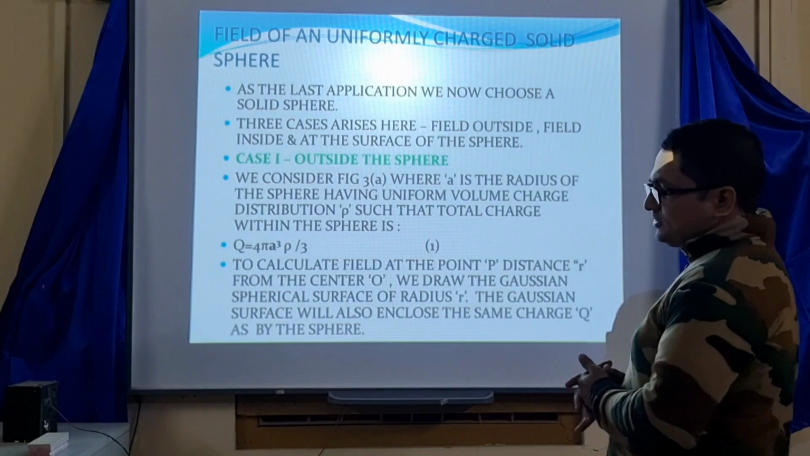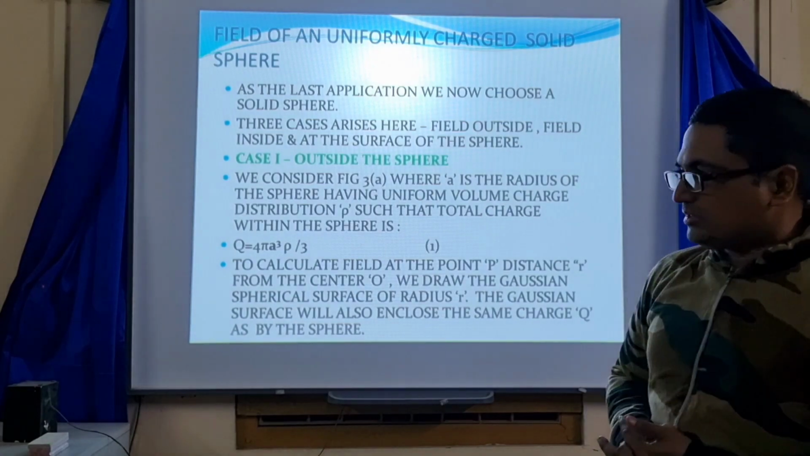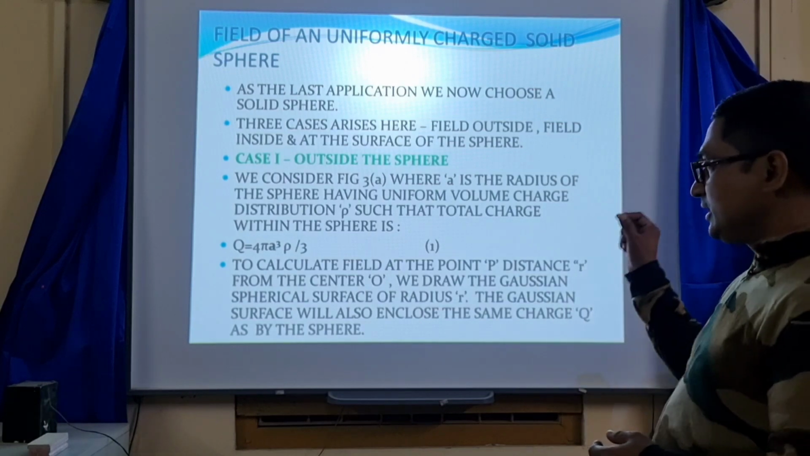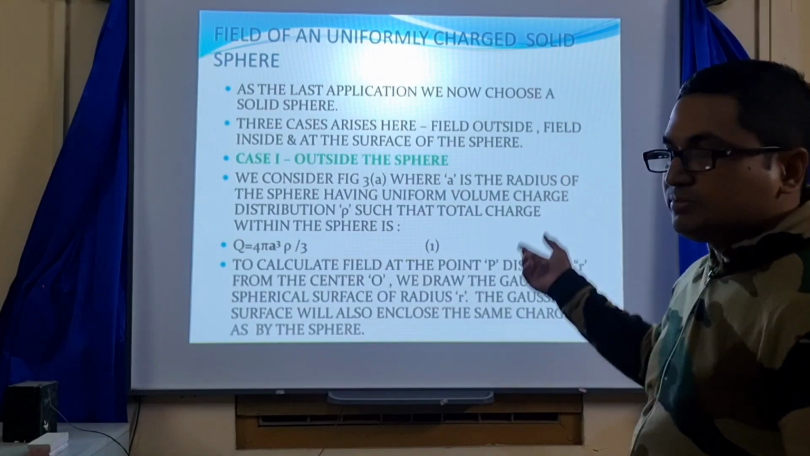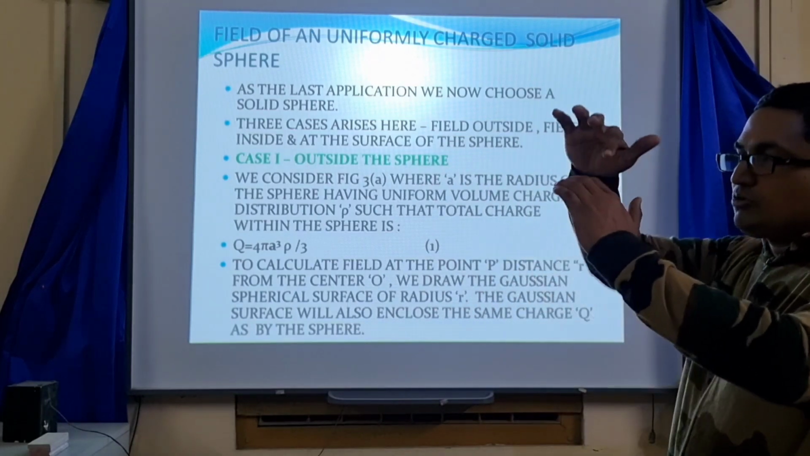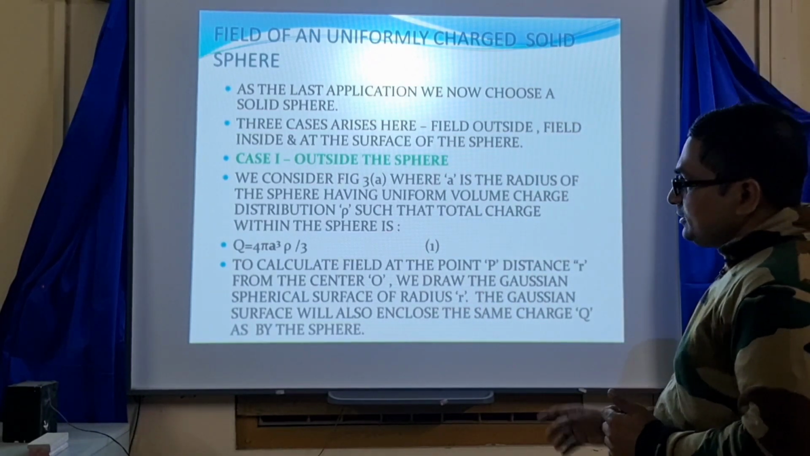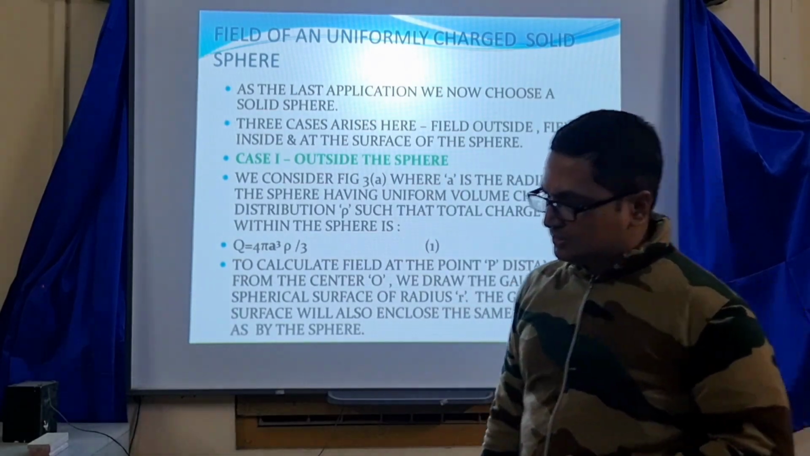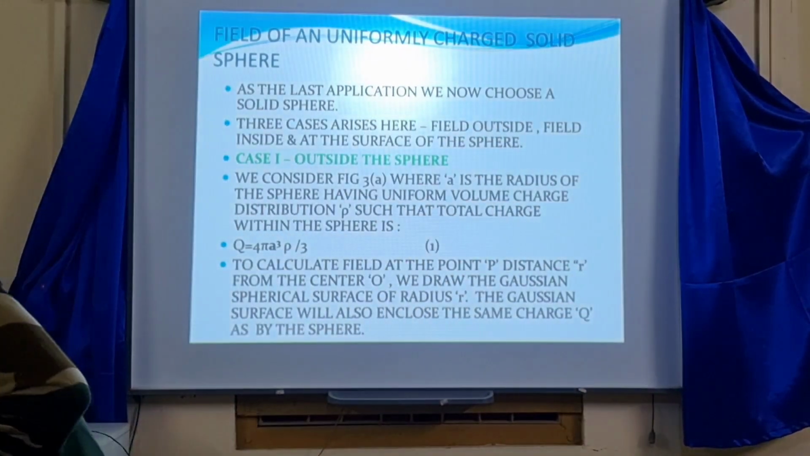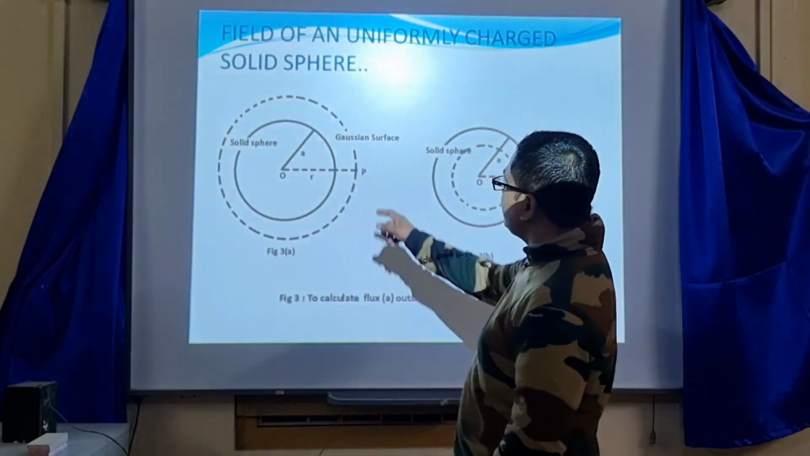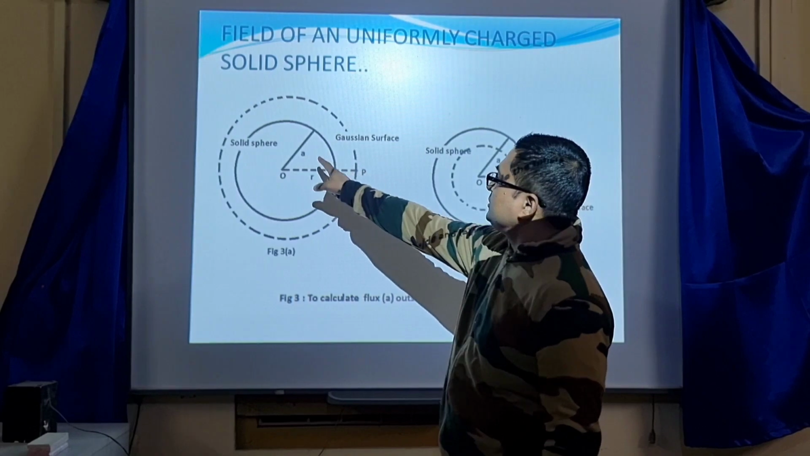So we have three cases regarding this solid sphere. The first case is that the electric field will be calculated outside the sphere. The second case is the electric field inside the sphere. And the third case is on the surface of the sphere. So coming back to case 1, outside the sphere, we consider figure 3a. You can see here that we are calculating the electric field at the point P, which is outside this solid sphere.